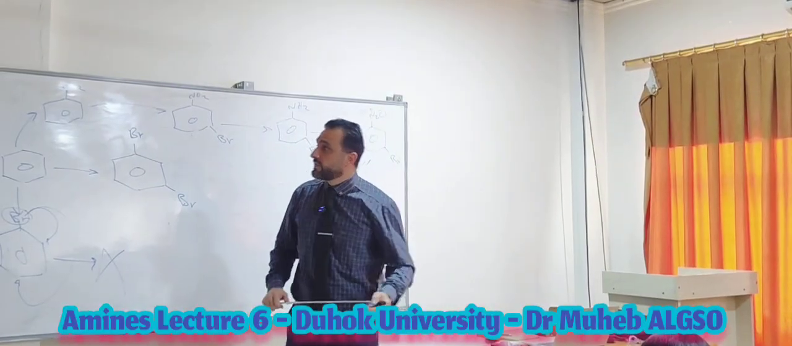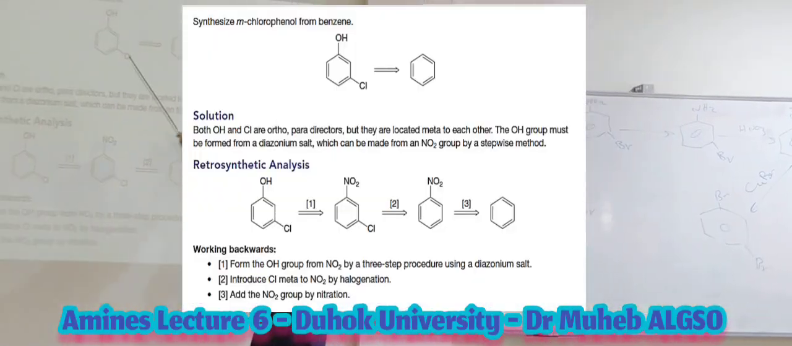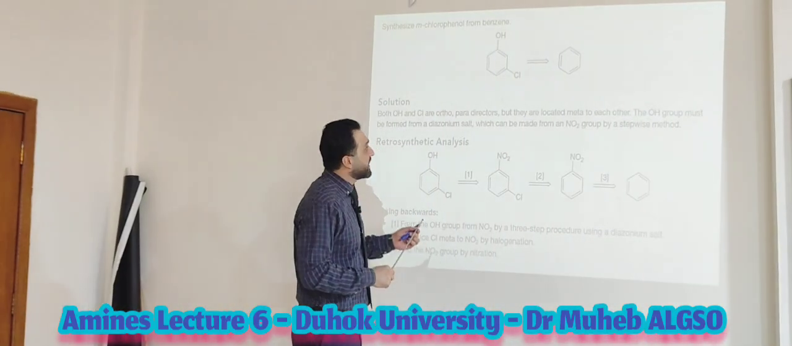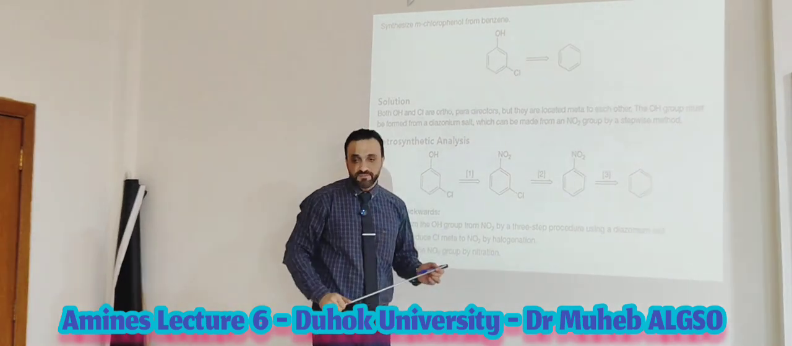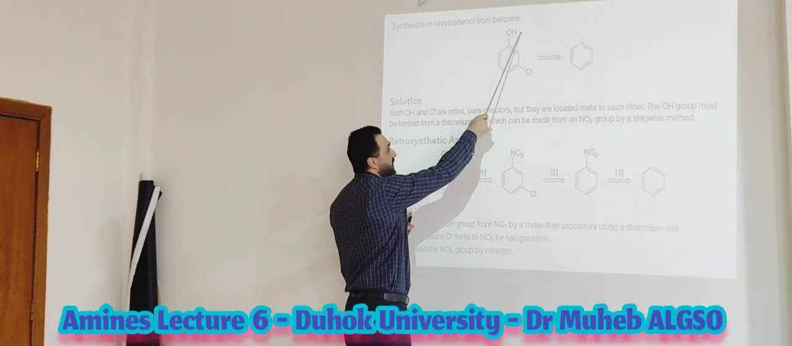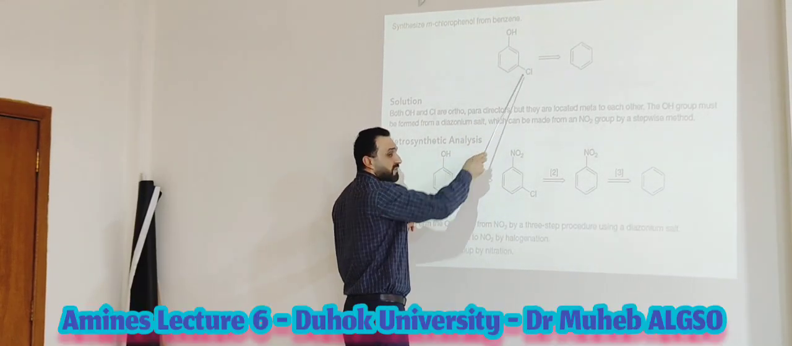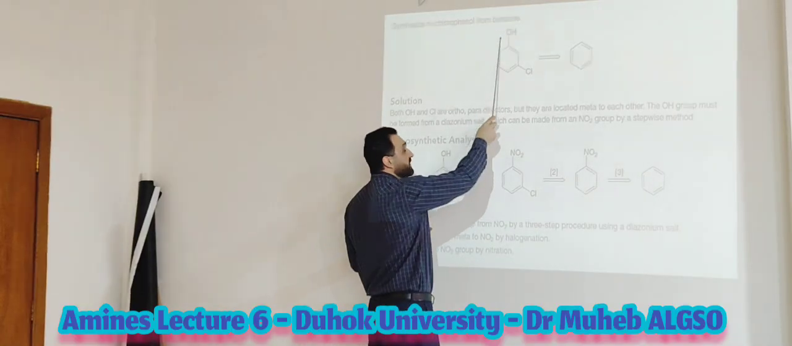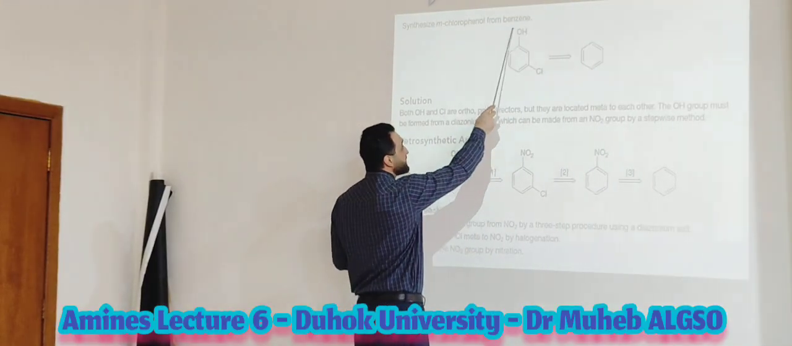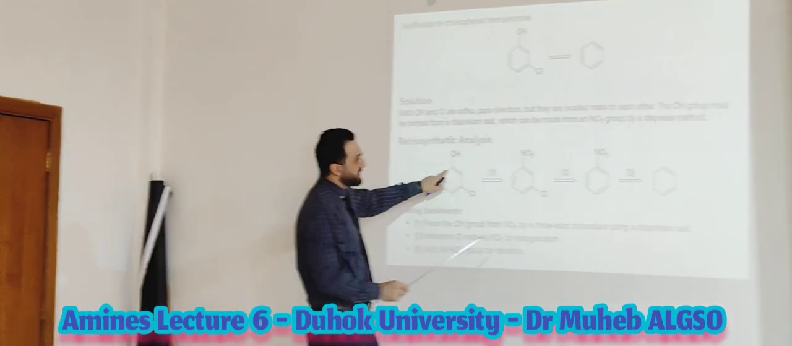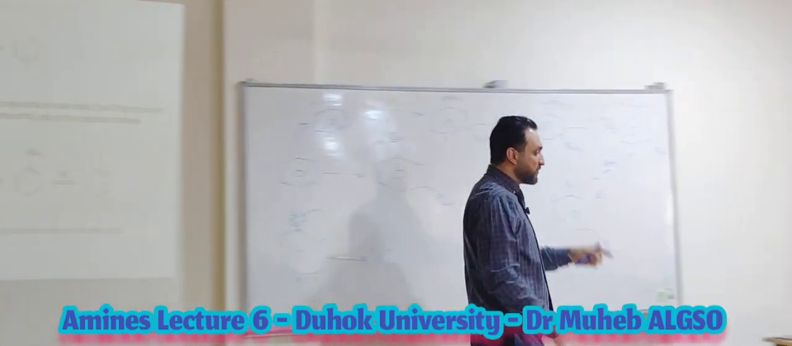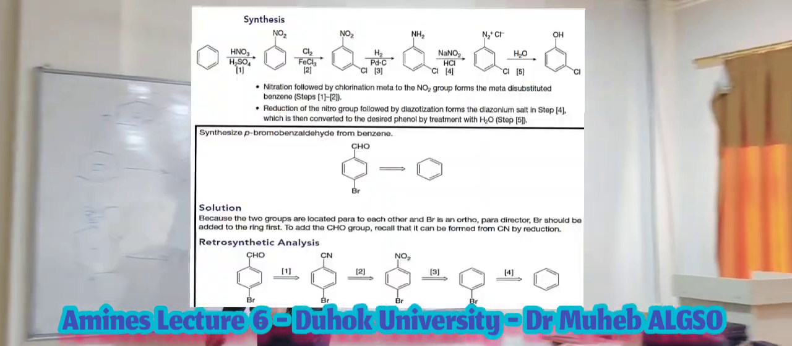Okay, now we want to prepare this compound from benzene. What do we have to do? We have to think whether they are ortho or meta or para to each other. Meta. Okay, this is an ortho para director and this is an ortho para director. This group comes from chlorination and this group comes from diazonium salt. Diazonium salts, meaning we start from nitration. We will see the next step. So we have to make nitration, step number 1.